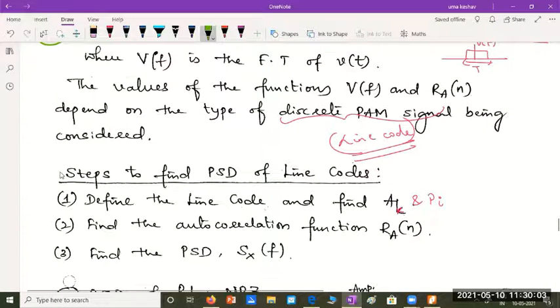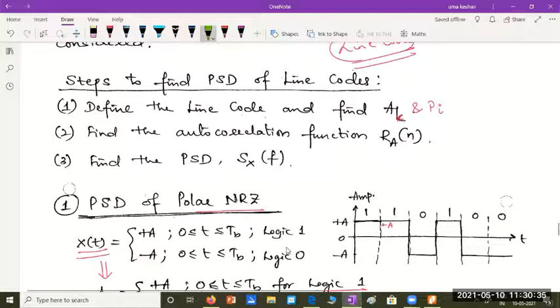Is that clear? So what are the steps which we use to find power spectral density of line codes? First is define the equation of the line code, as I told you. Then you find the values of the amplitudes AK and also the probability of occurrence Pi. Next, you find the autocorrelation function Ra of n. And third, you find the power spectral density Sx of f. So these are the steps, and we'll follow these steps when we start off with the first type of line code, that is polar NRZ.